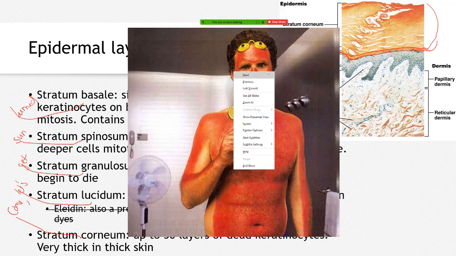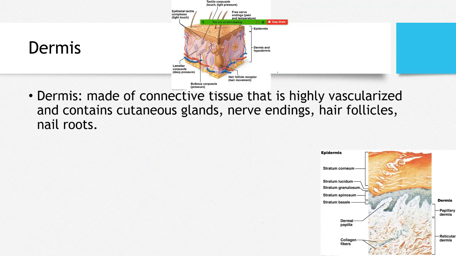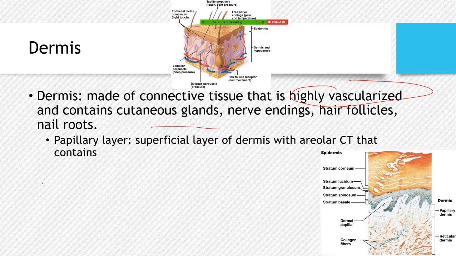All right. Now let's go deeper in and look at the dermis. Okay. The epidermis was on the top, and it's the keratinized stratified squamous epithelium. As we go deeper in, now we have the connective tissue. It's highly vascularized, which makes sense because it needs to provide nutrients for the epidermis. And it contains some glands, some nerve endings, and hair follicles.